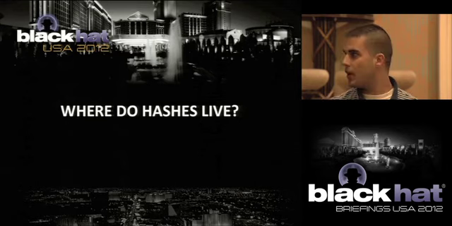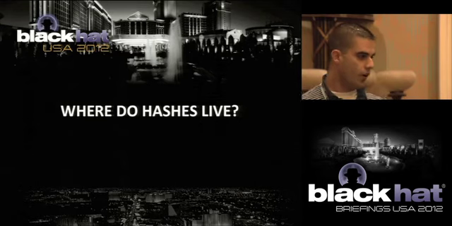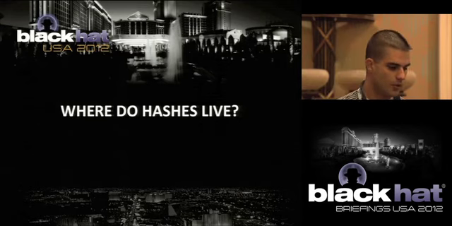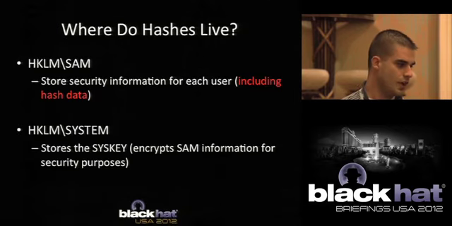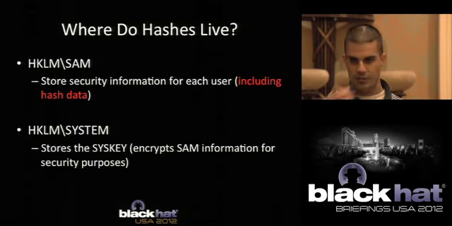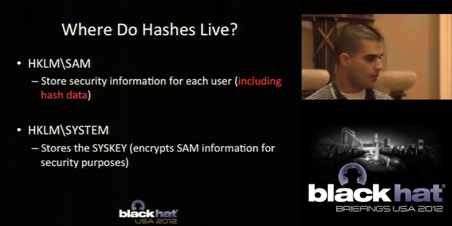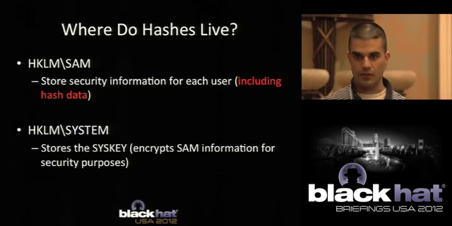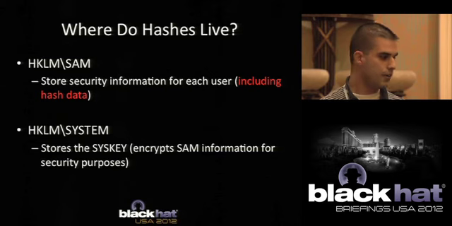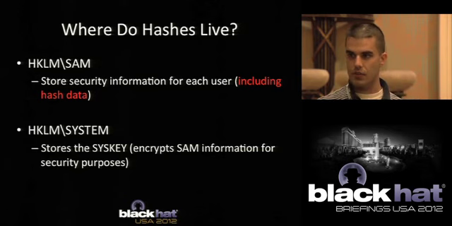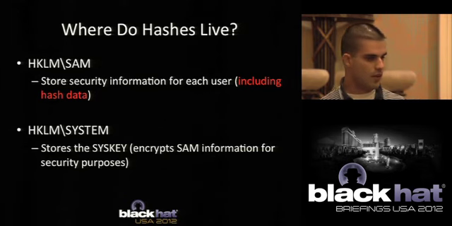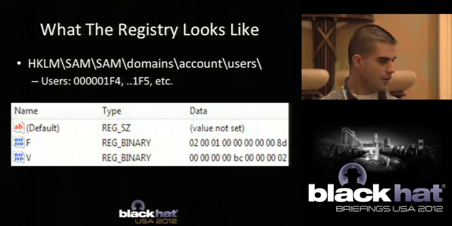But in order to do that, we had to figure out, where do we start? And we asked ourselves, well, where do the hashes live? And it turns out they live in the SAM registry hive. And obviously they're not just there in clear text, they're in this hash data binary coded form. And in order to get to that data, we needed the sys key, which is stored in the system hive. So we need the sys key so we can read the data in the SAM hive. So, all right, sounds good.